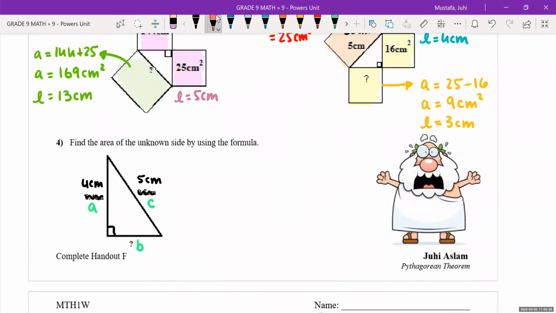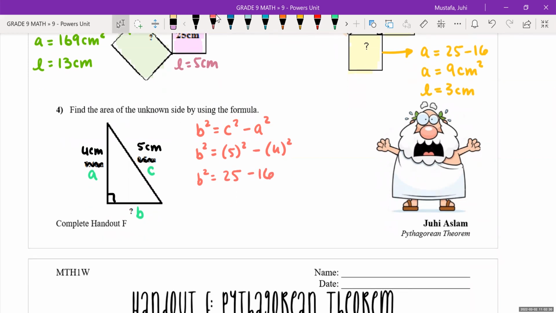Okay, so I'm going to go back here and I'm going to write B squared is equal to C squared minus A squared. And now you're really just going to plug in the information. So B squared is equal to, what is C? Yep, or I'm just going to show all my work. So 5 squared minus A is 4 squared. 5 squared is 25. 4 squared is 16. What's 25 minus 16? 9.